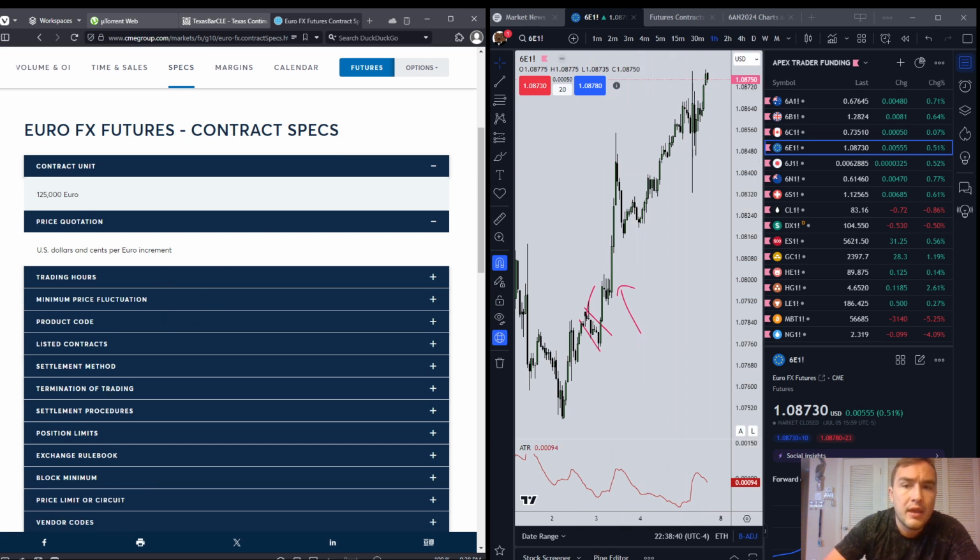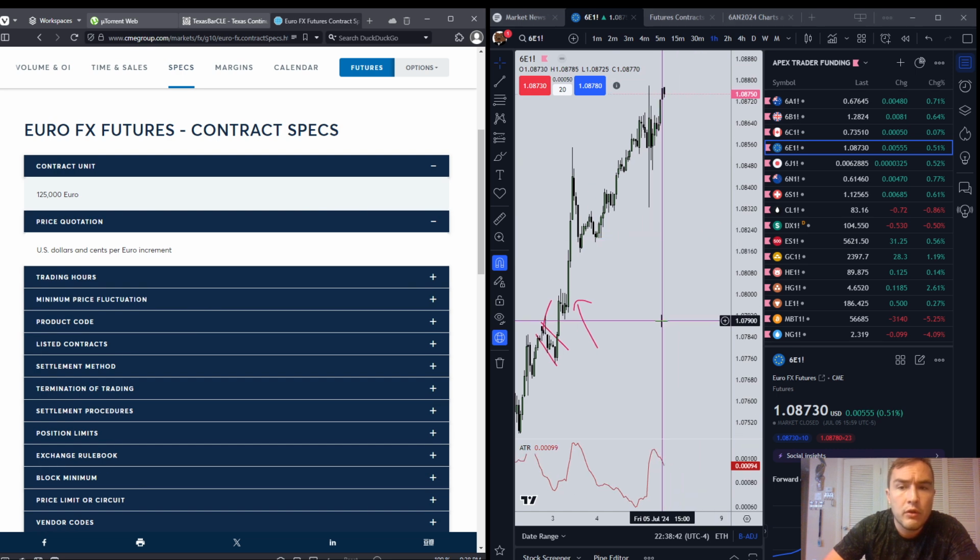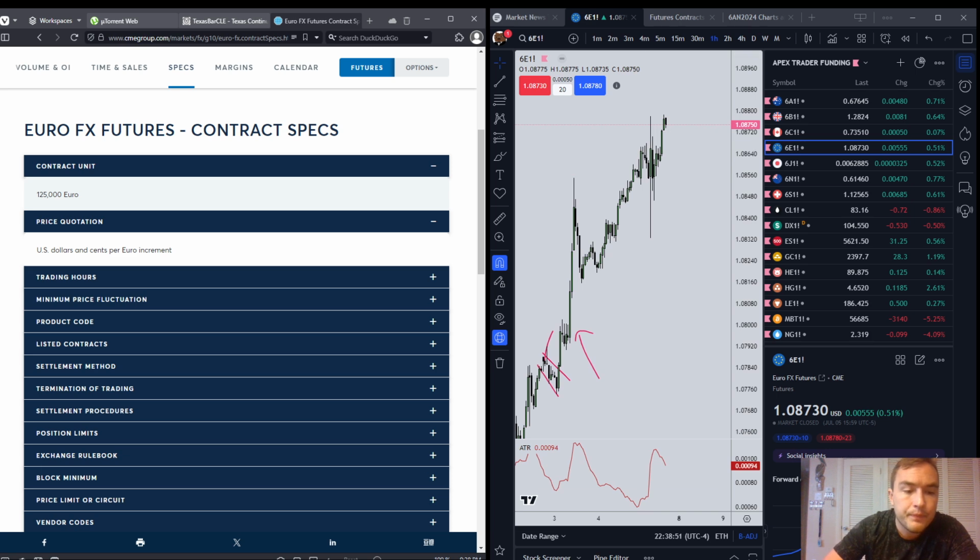So again, how you quote this, the quote currency is US dollars, $1.08 per euro. So that's how you quote that. The second currency is what's called the quotation currency. So it's $1.08 per euro, if that makes sense. $1.08 per euro.